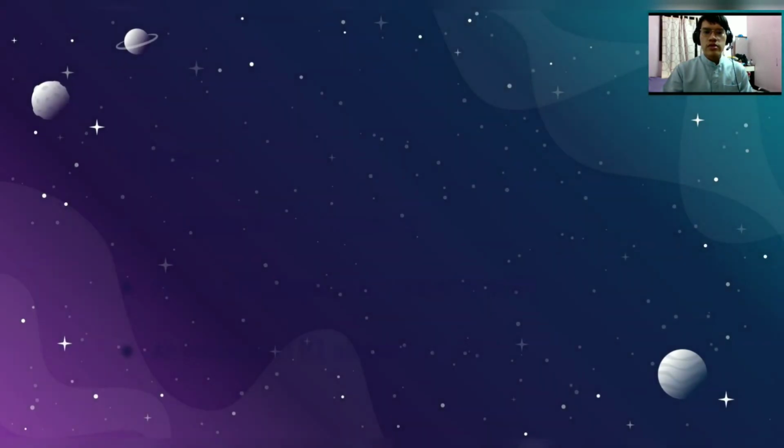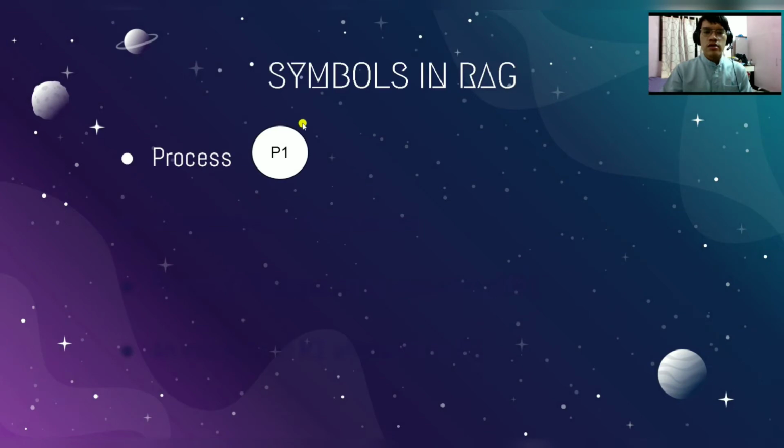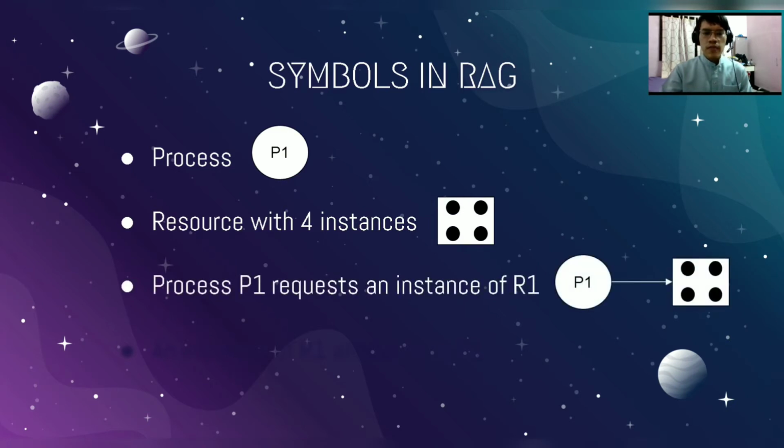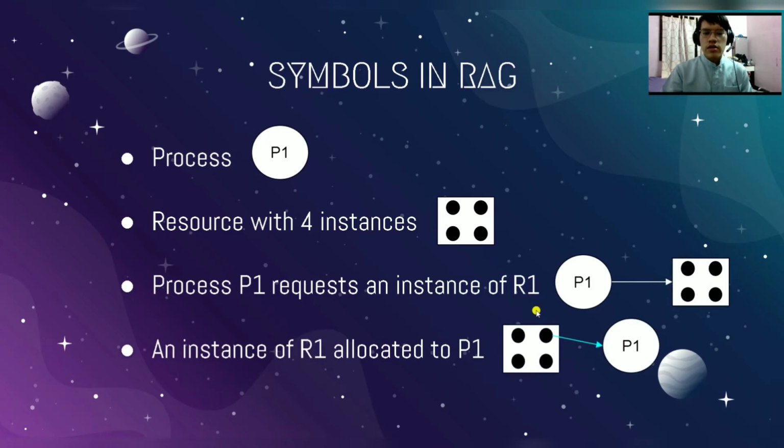Okay, to summarize the symbols in RAG: a process is represented with a circle and the name of the process in the middle, a resource with the number of dots depending on the number of instances, the request edge, which is pointed from a process to a resource, and the assignment edge, which is pointed from an instance of the resource to a process.